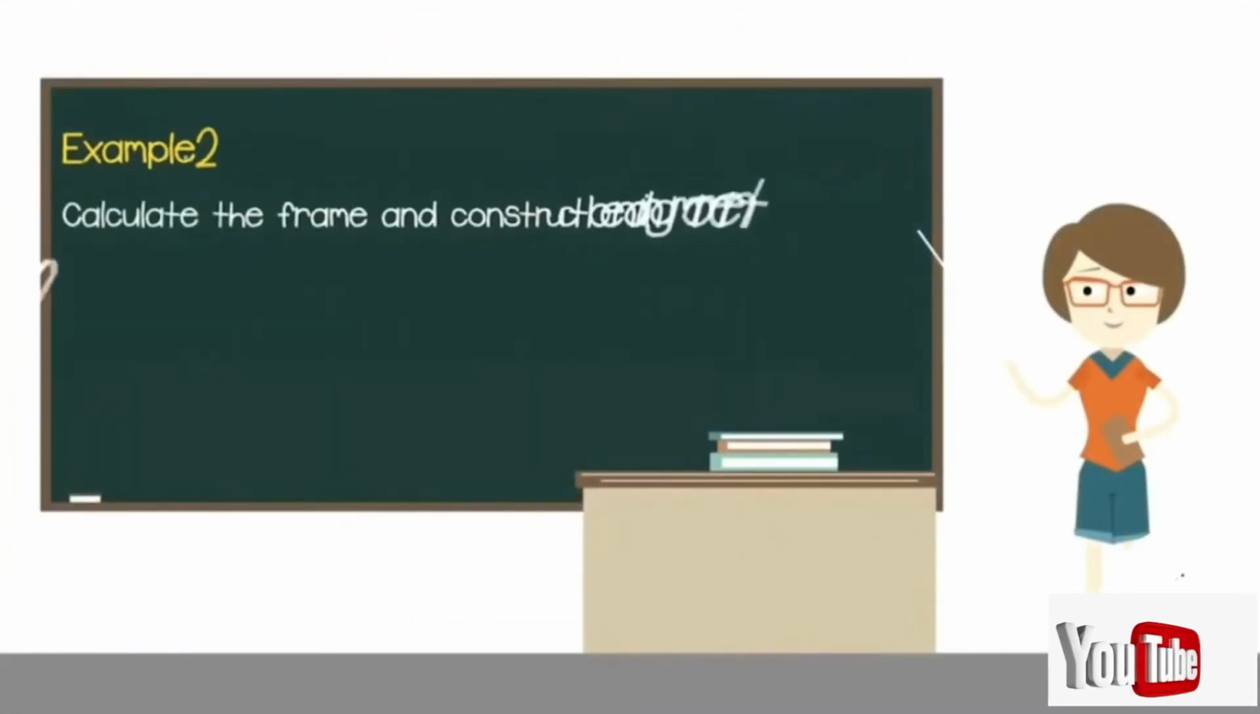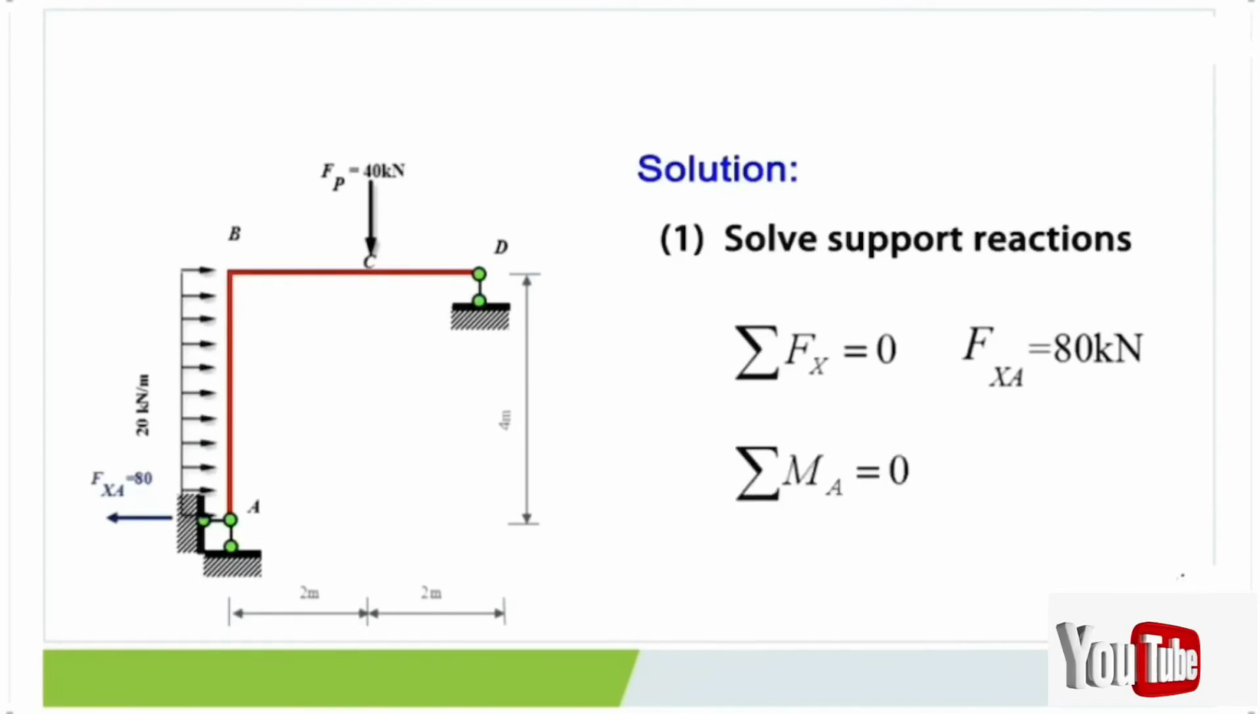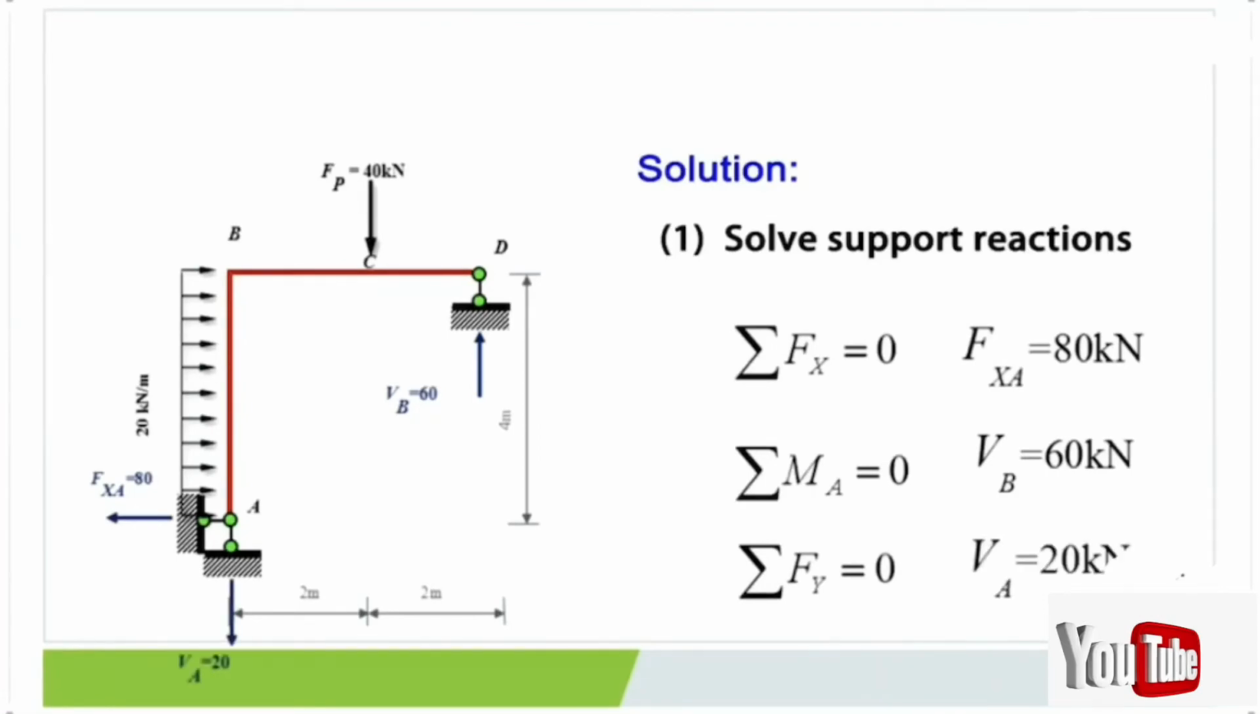Example 2. Calculate the frame and construct the bending moment diagram. Firstly, let's solve the support reactions. According to sigma Fx equal to 0, we could solve Fxa is equal to 80 kN to the left side. According to sigma Ma equal to 0, we could solve Vd, that's upward, 60. According to sigma Fy equal to 0, we could solve Va, that's 20, downward.